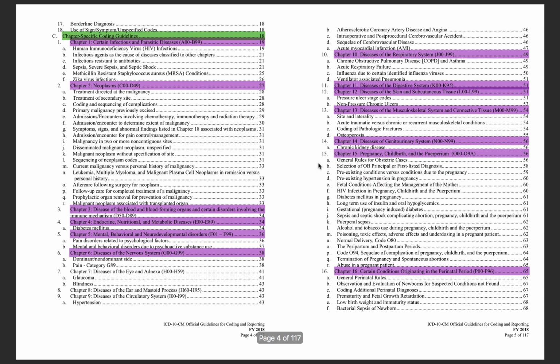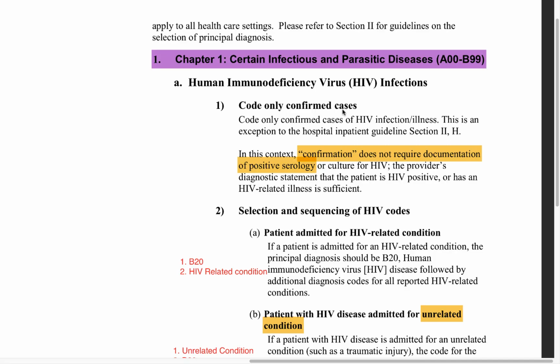The main area where you'll be spending most of your time learning these guidelines is in the chapter-specific guidelines. Let's look at Chapter 1. Turn to that in your guidelines. Chapter 1, A, is Human Immunodeficiency Virus, HIV. Here are the guidelines for that. Number 1 is code only confirmed cases. Confirmation does not require documentation of positive serology. The provider's diagnostic statement that the patient is HIV positive or has an HIV-related illness is sufficient.